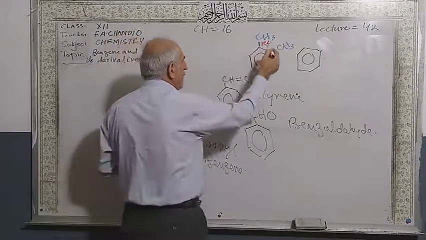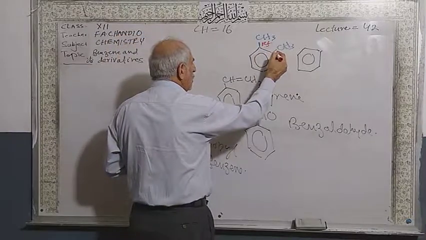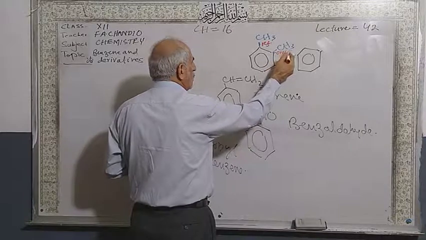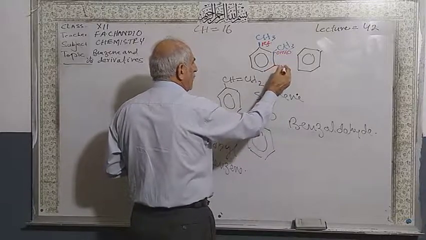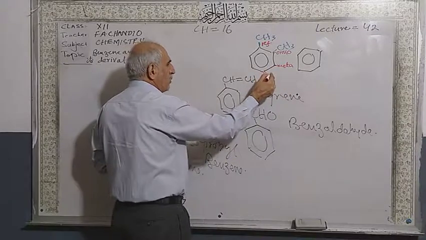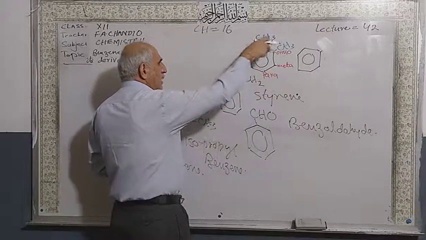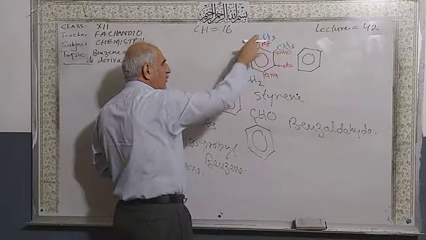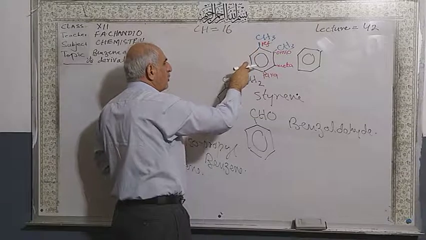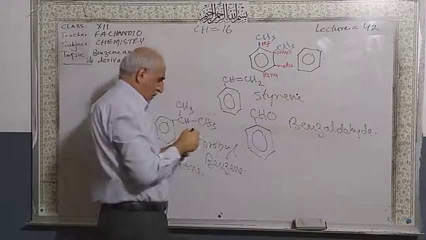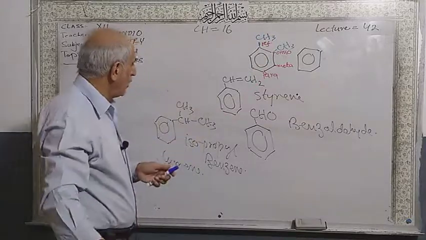After this reference, this position is called ortho, this position is called meta, and this position is called para. There is a group, that's why we move this side. Otherwise, this is also ortho, meta, and para, but we have to move this side because there is a group here.